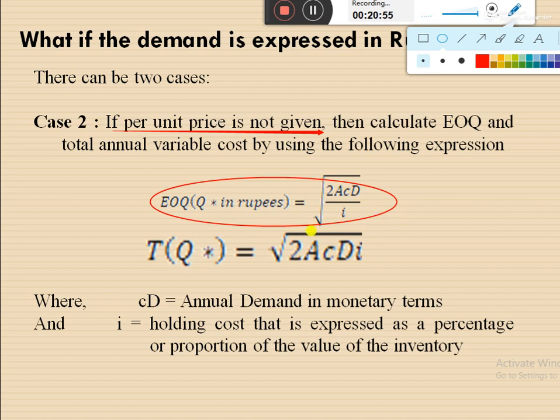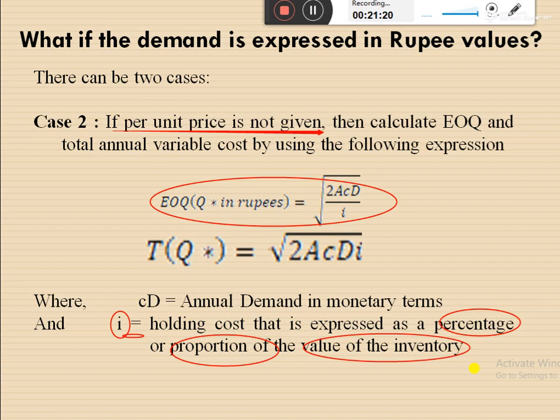In this case, CD denotes the annual demand in monetary terms, and I denotes holding cost, that is expressed as a percentage or proportion of the value of the inventory. Remember that if demand is expressed in rupee values and per unit price is not given, in that case the holding cost must be given in terms of percentage or proportion of the value of the inventory.